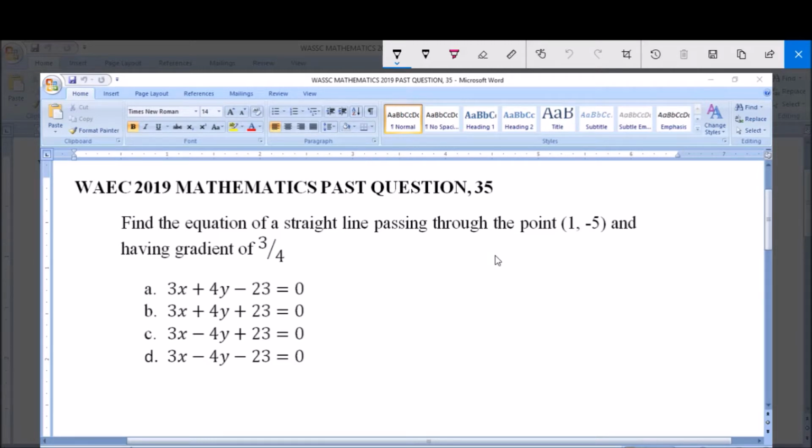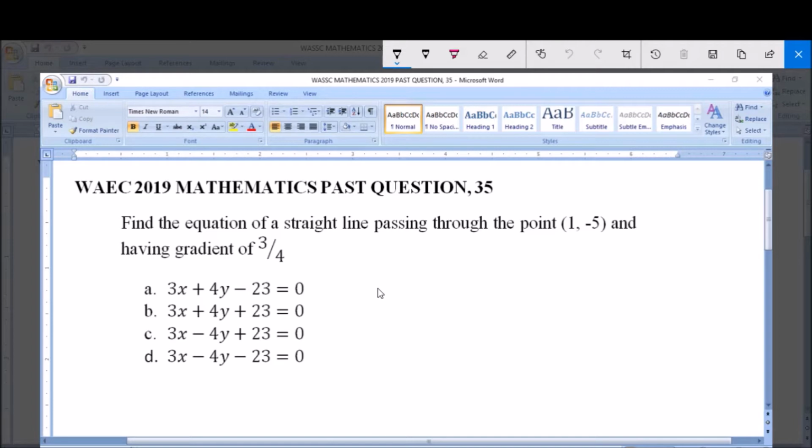A: 3x plus 4y minus 23 equals 0. B: 3x plus 4y plus 23 equals 0. C: 3x minus 4y plus 23 equals 0. And D: 3x minus 4y minus 23 equals 0.